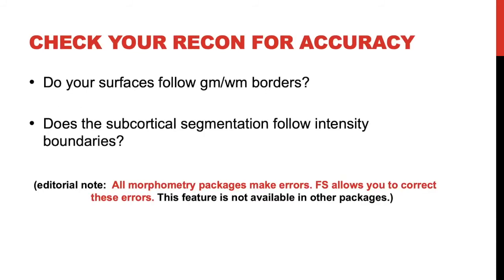A few things to keep in mind when you are analyzing your data: you have to make sure whether your surfaces follow the gray matter or the white matter borders, as well as whether your subcortical segmentation follows intensity boundaries. The cool thing about FreeSurfer is you can actually go back and correct these errors. Some morphometry packages don't allow this. So it's also a really good learning tool and a better way to have better data for your studies.